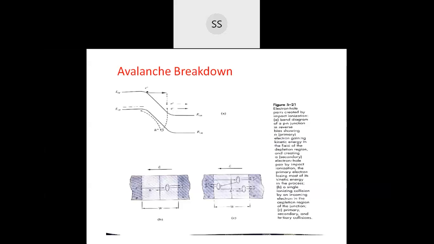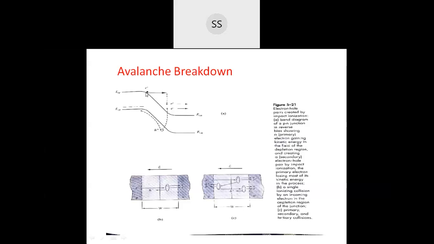Each of these carriers has a chance of generating one more EHP, and so on. Starting with the original electron, the generated electrons also have the chance of generating newer electrons whenever they undergo collision. Because of this there is a rapid multiplication of the electrons. This is known as the avalanche process, and that avalanche process is shown here.